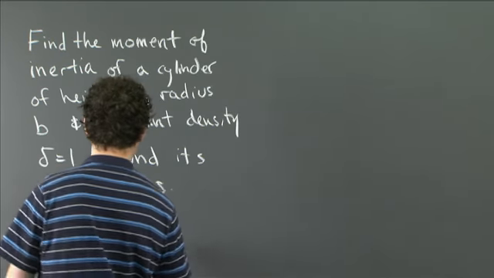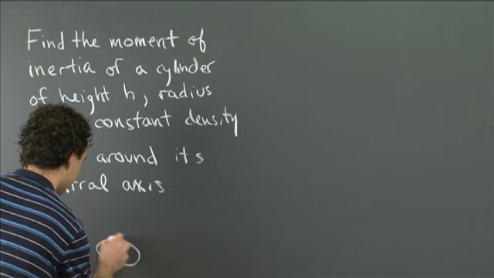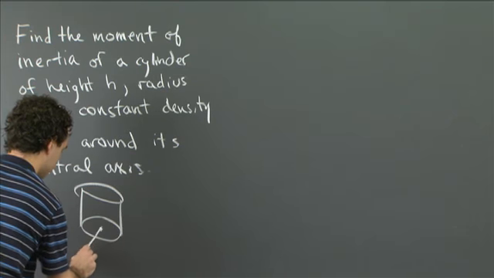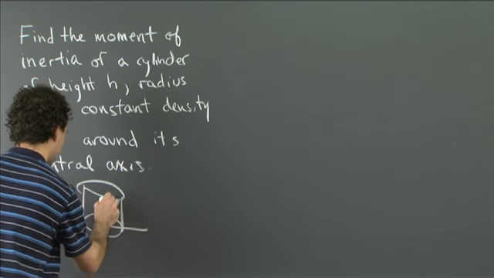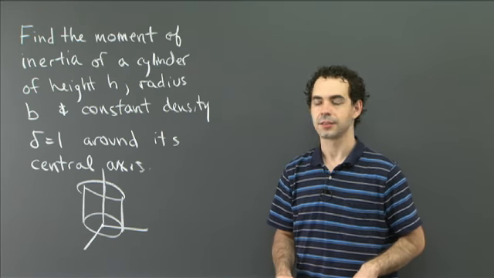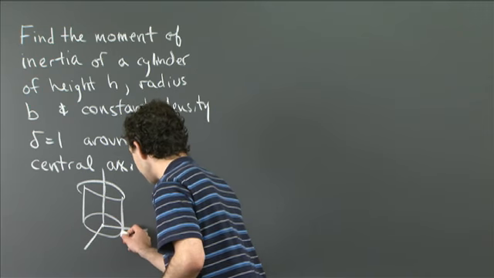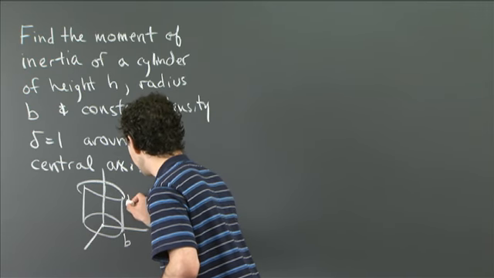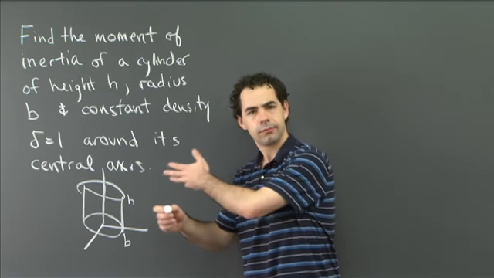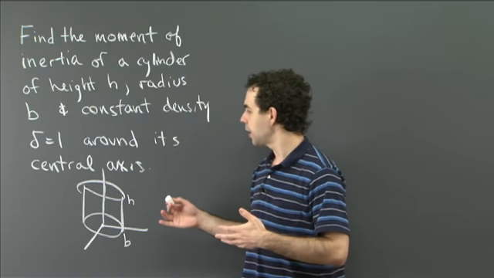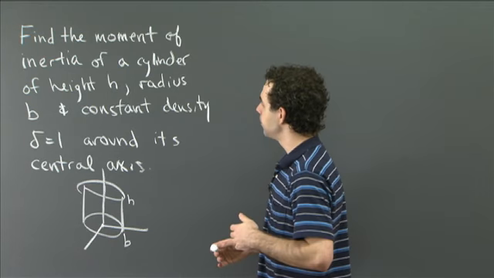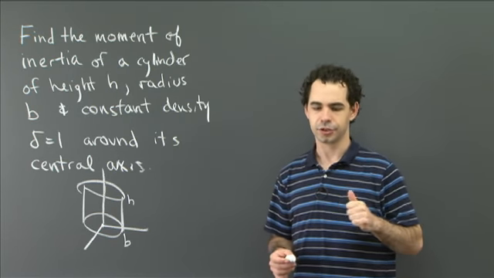So let me try and draw a little picture here. So we've got our cylinder. And there it is with our 3 coordinate axes. Okay, so I guess it's got radius b, and it's got height h. So now we've arranged it. Now we have coordinates. So now we want to see what it is we're trying to do with it. So we're trying to compute a moment of inertia. So we have to remember what a moment of inertia means.